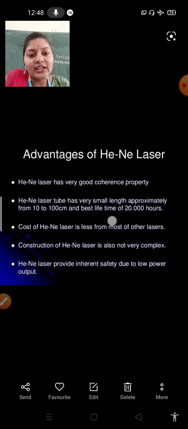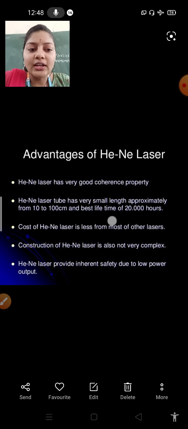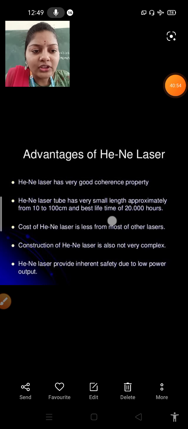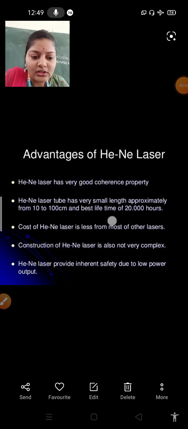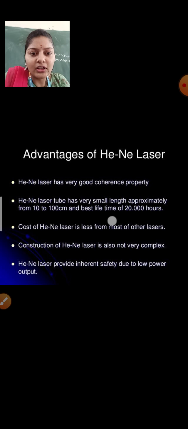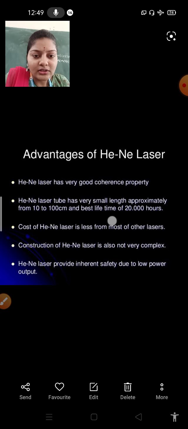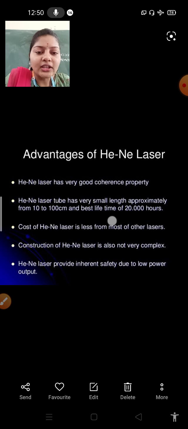Now whatever the laser may be, definitely there should be some disadvantages. Now I would like to explain some of the disadvantages of the helium neon laser. One of the disadvantages is that the output power is very low. Because the output power is very low, it is a major disadvantage of the helium neon laser. And the output of the helium neon laser is a continuous wave, a continuous wavelength. So this is about the helium neon laser advantages and disadvantages.